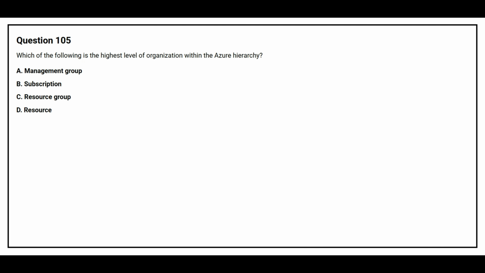Question number 105. Which of the following is the highest level of organization within the Azure hierarchy? Option A, Management Group. Option B, Subscription. Option C, Resource Group. Option D, Resource. The correct answer is Option A, Management Group.